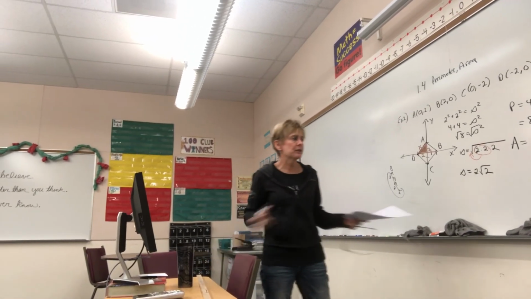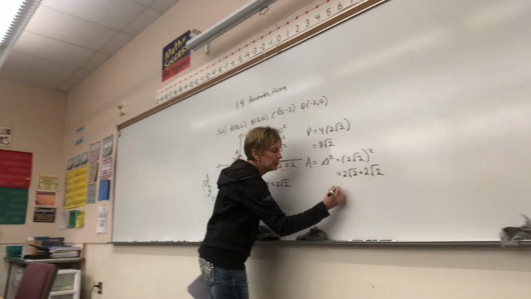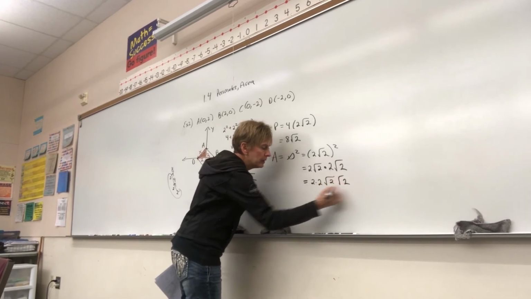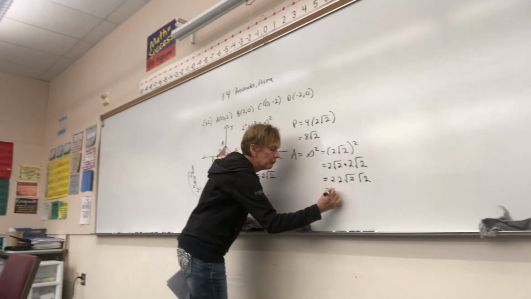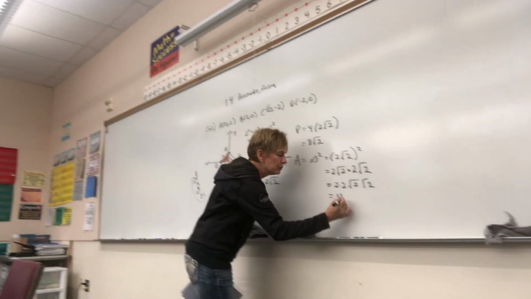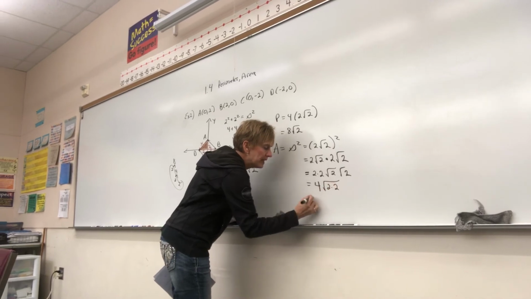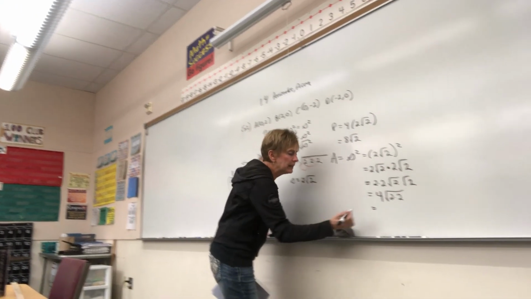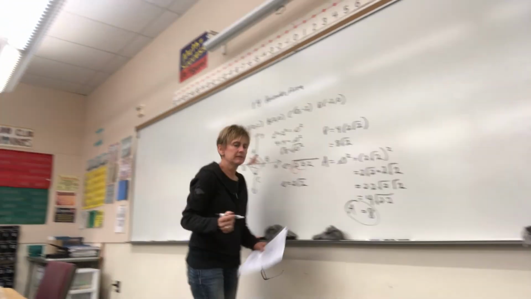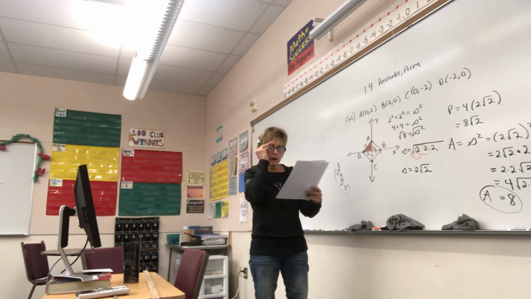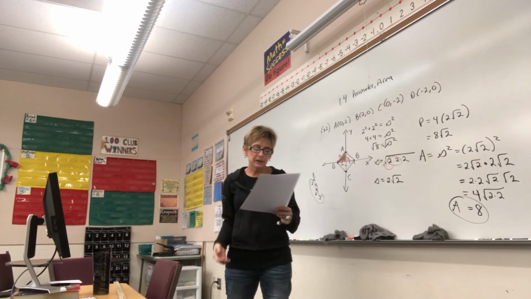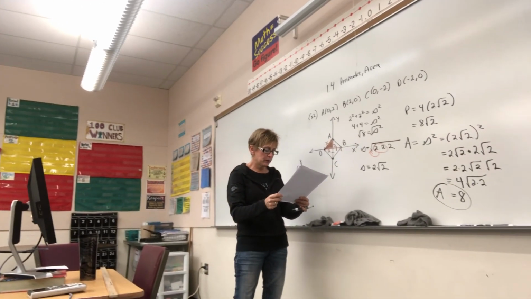And what I like to do here is regroup. So I'm going to put the 2's together and the radical 2's together. 2 times 2 is just 4, and radical 2 times radical 2 is a pair of 2's. So I take that 2 out, multiply it times the 4, and I get 8. So the area is 8. That's a pretty intense problem, but I think it's also a good one because it does prepare us for the chapter later in the book where we do a lot more work with right triangles.